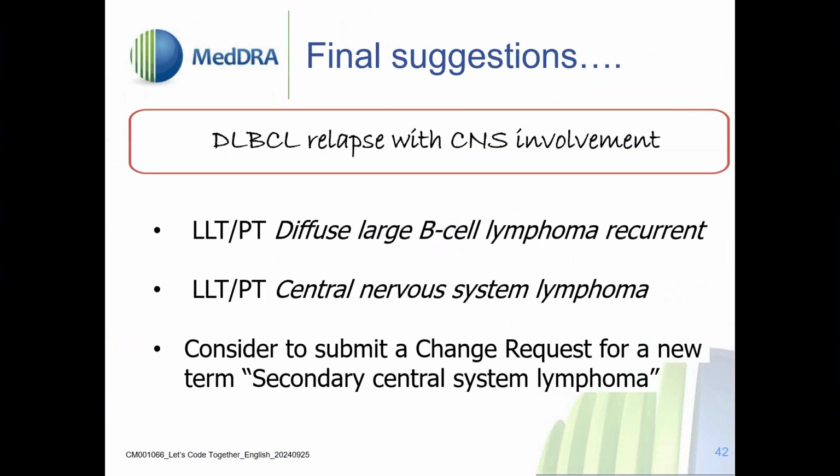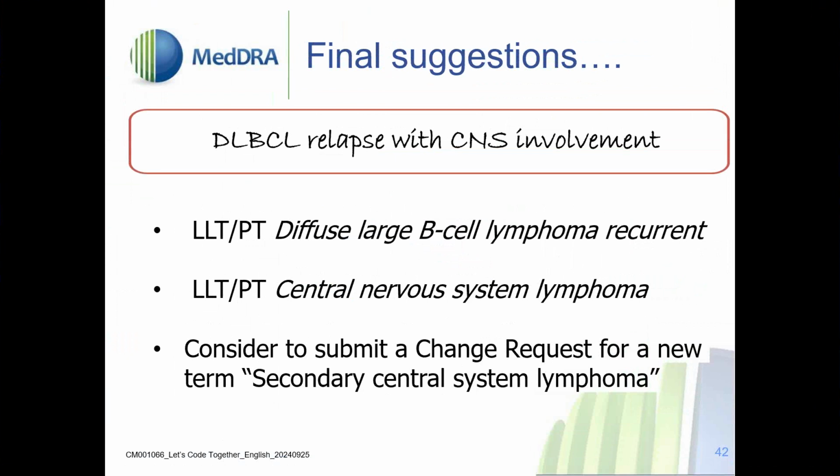So with this, we propose to code to LLT diffuse large B-cell lymphoma recurrent, same PT, and the neutral LLT central nervous system lymphoma. I would rather consider the second proposed LLT as a placeholder and submit a change request for a better term to capture the fact that the CNS lymphoma was not a primary one, but occurred with a relapse.